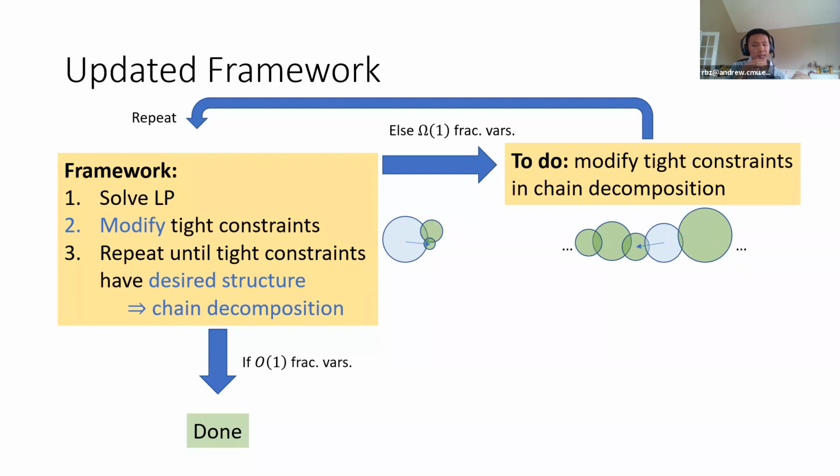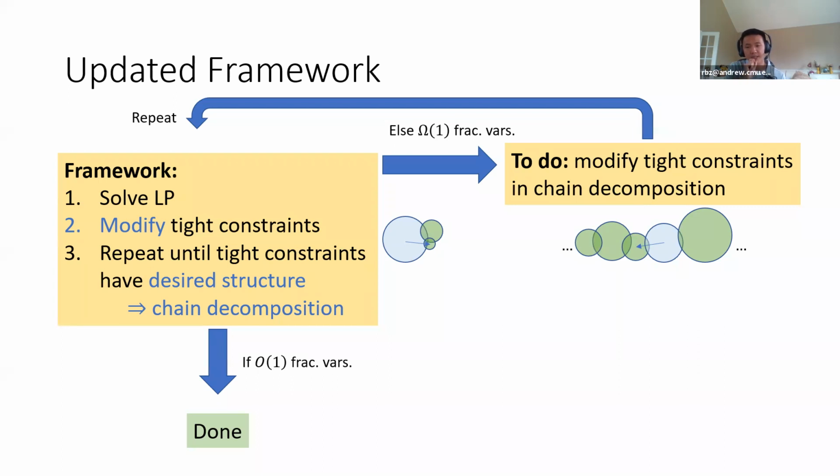Now we're ready to summarize our entire algorithm with all of our modification rules. So again, on the left is our iterative rounding framework. We solve the LP. We modify the tight constraints. If three balls intersect, delete the largest. And we repeat this until we have two sets of disjoint balls, giving us our chain decomposition.